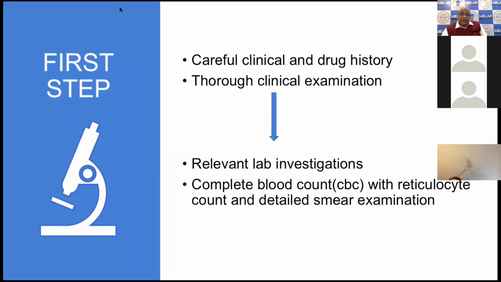After that, relevant laboratory investigation. And in this relevant laboratory investigation, what is the first thing we do? Complete blood count with reticulocyte count and detailed peripheral smear examination. Complete blood count, which includes your basic parameters like hemoglobin, hematocrit, RBC count, MCV, MCH, MCHC, platelet count, TLC, DLC, and RDW, and also includes reticulocyte count.